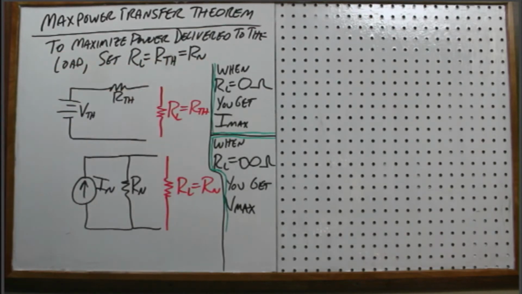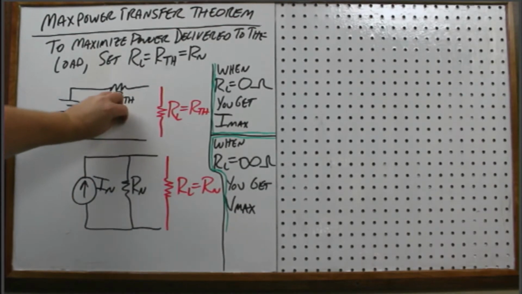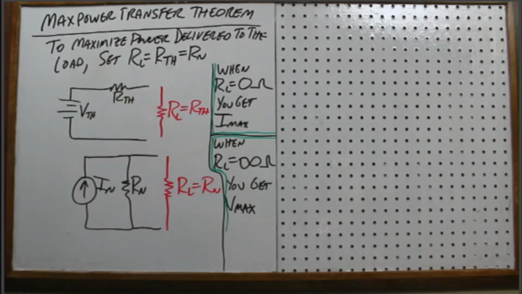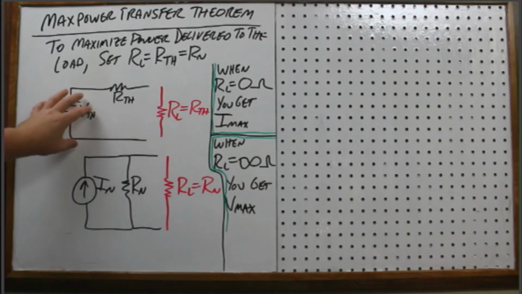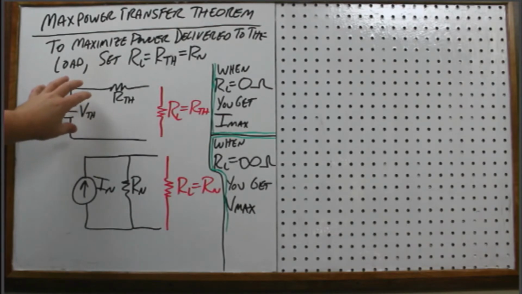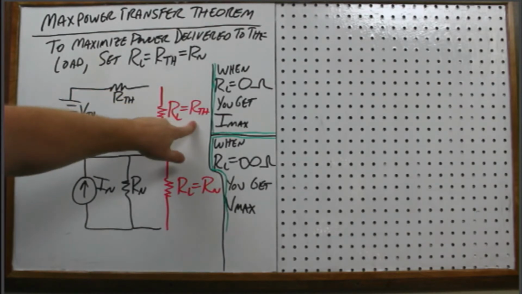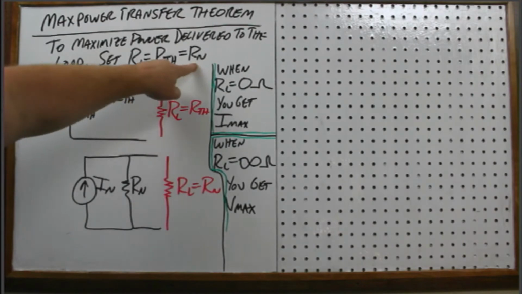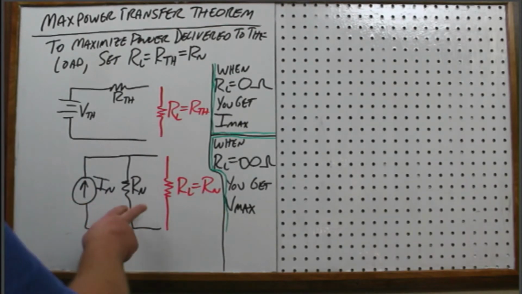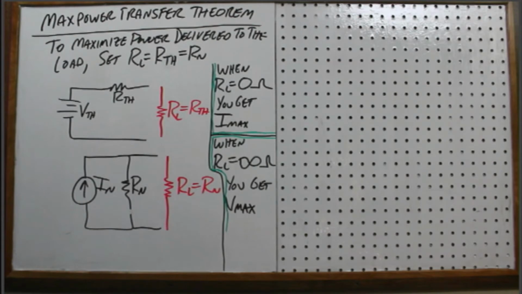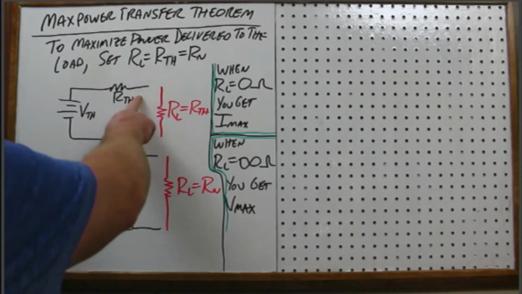We know from our Thevenin discussion that we come up with a circuit like this when we want to change out different loads and see how they perform. If we already have the circuit in this configuration and we want the maximum power transfer, then RL has to equal RTH. When I say RTH, I'm also talking about RN. The Norton resistance and the Thevenin resistance are identical to one another. Same thing if you have the Norton equivalent here: RL equals RN, and that's going to give you the maximum power.